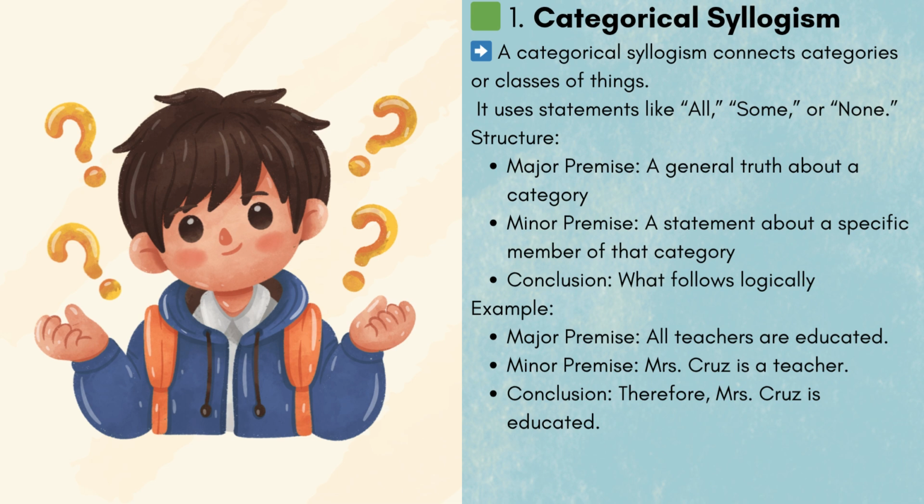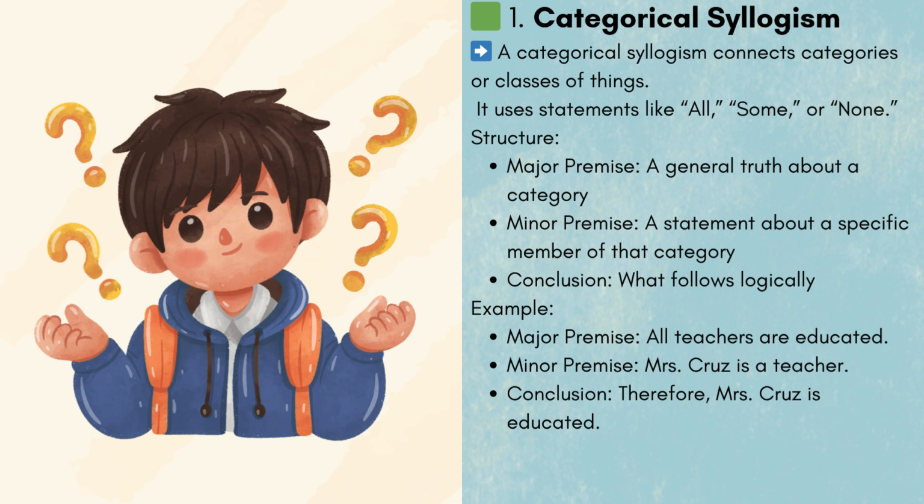So we have again the categorical syllogism. It is a type of logical reasoning that deals with categories or groups of things. It connects a general idea to a specific example using statements like all, some, or none. So it also has three parts: the major premise, or the general truth or statement about a whole group; the minor premise, a statement about a specific member of that group; and then the conclusion, the logical result that connects the two.